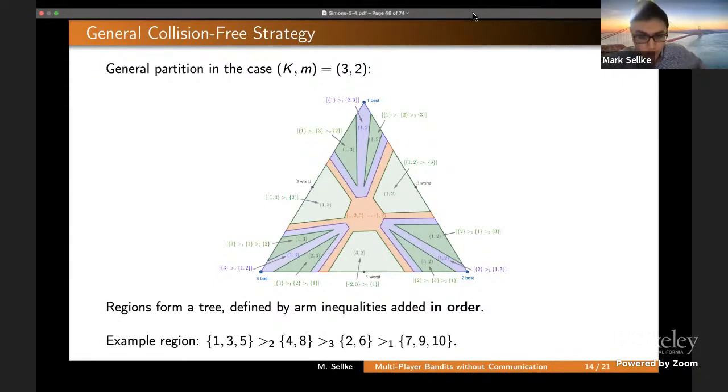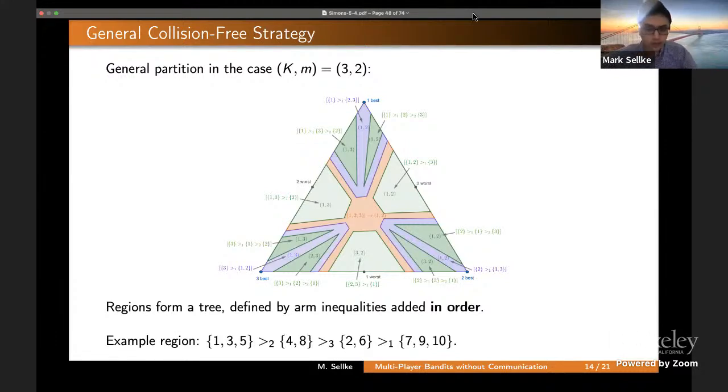These regions are formed by arm inequalities added in order. At the root, the label is just 1, 2, 3 with no inequalities. We have our three actions, and we haven't made any decisions about which ones are better than which others. But in, for example, these light green regions, we have some inequalities. In the bottom one, the inequality is that 2 and 3 are both bigger than 1, which tells me that actions 2 and 3 are better than action 1. Once we add more inequalities, we also keep track of the order in which we added them.